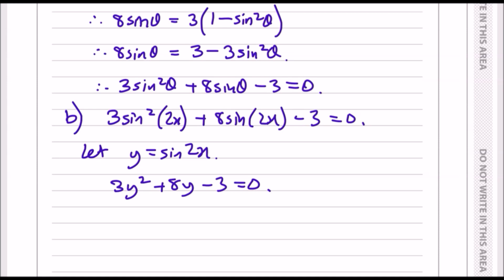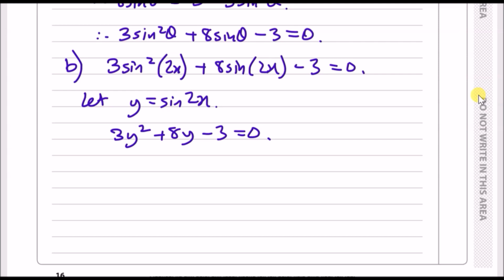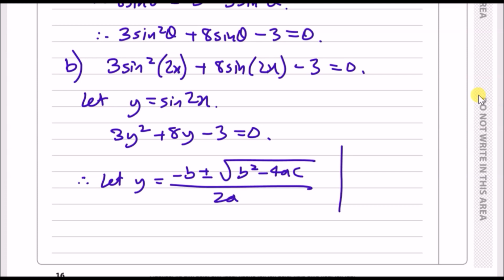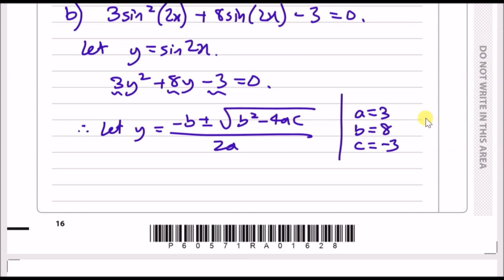Now this is a lot easier to solve, guys. This is way easier. So I would just use the quadratic formula because it's quick and easy. Using the quadratic formula, we can say let y equal minus b plus or minus the square root of b squared minus 4ac, over 2a, where a is the coefficient of y squared, which is 3, b is the coefficient of y, which is 8, and c is the constant term, minus 3. So guys, just replace all the letters with the true values, and once you do that, you should get y values of a third or y equals minus 3.